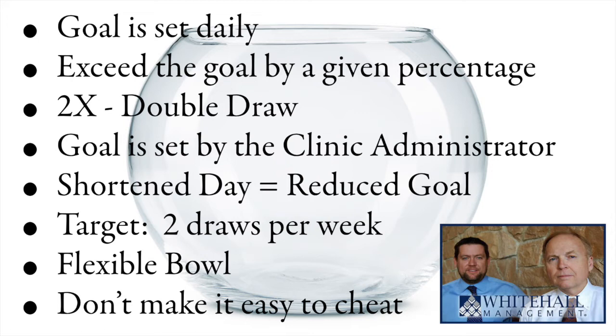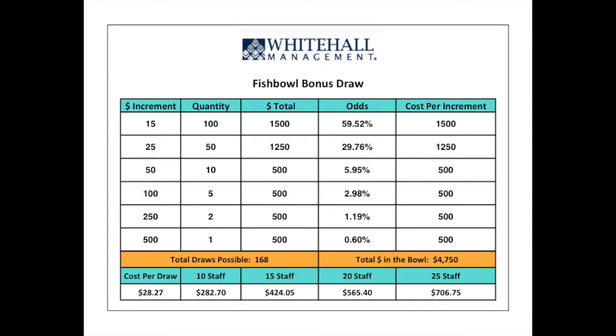There are some basics to it. We have a fishbowl matrix at Whitehall, which basically tells you how many 20s, how many 50s, how many 100s, and how many 250s there are. Every office will do it slightly differently, but we have a starting point for you as far as what should be in it. And then it's about picking your daily goal.